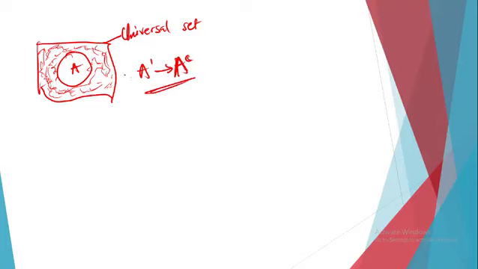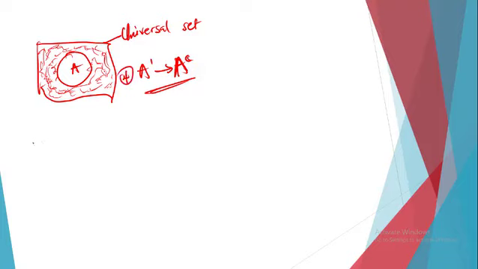It simply means A complement. That is the numbers that are in the universal set but not in the set A. Okay, that is what complement means. That's number 4. Let's proceed.